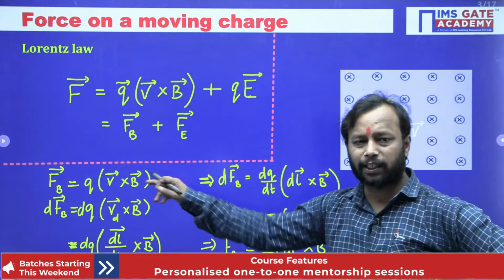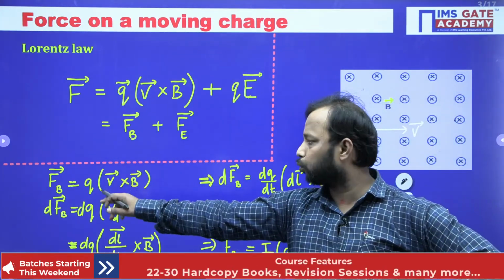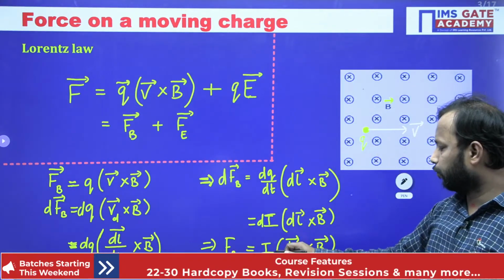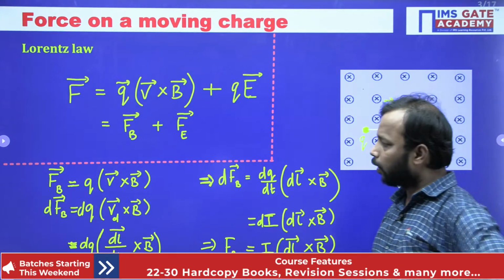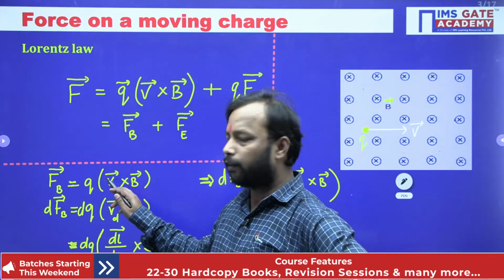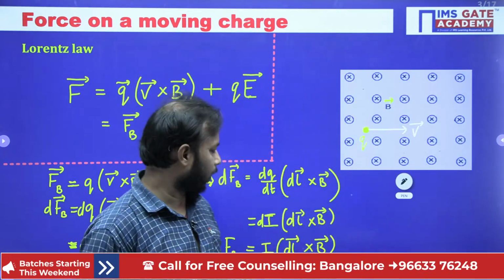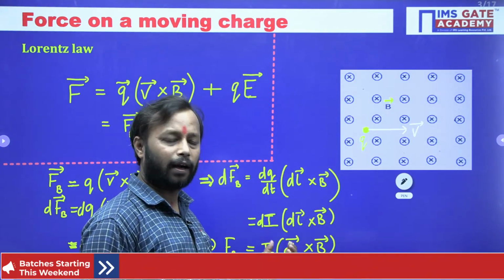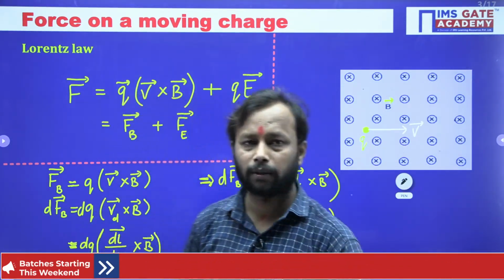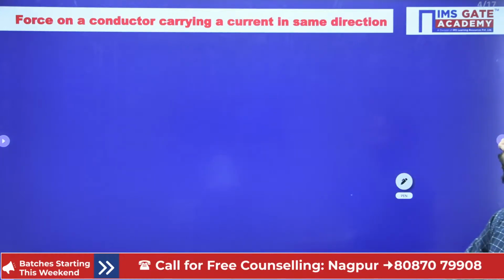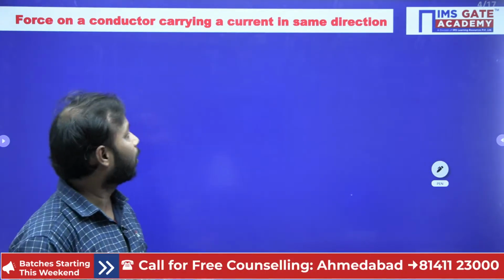So these two are the same. One gives the information related to the charge and the other gives the information about the current. All right, so basically both are the same. This is basically a charge moving inside the conductor, whereas this is the current carrying conductor placed under the magnetic field that will experience a force. Done.